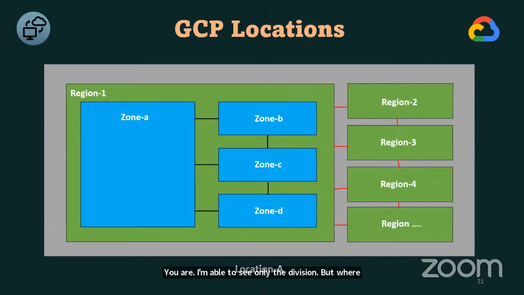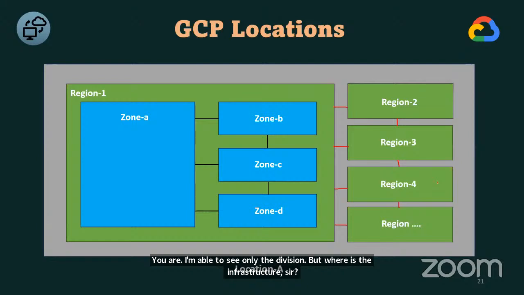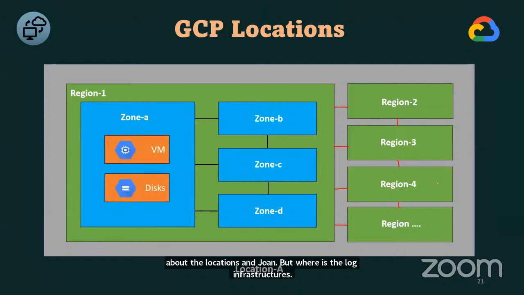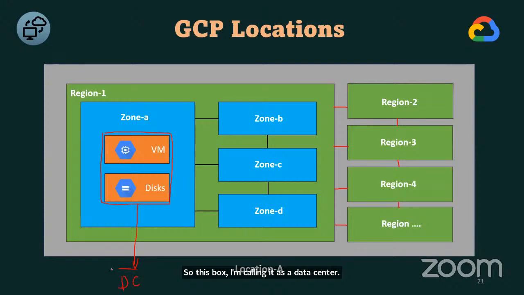Where is the infrastructure? So far you are telling about the locations, regions, and zones, but where is the infrastructure, sir? Each zone will have the data center. Inside the data center you will be having the resources. So this box I am calling a data center.